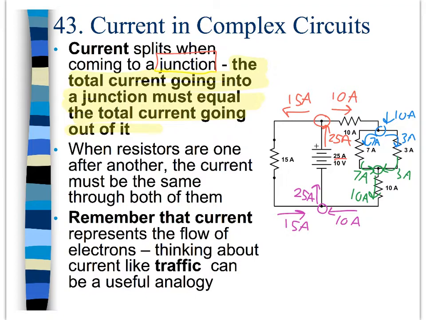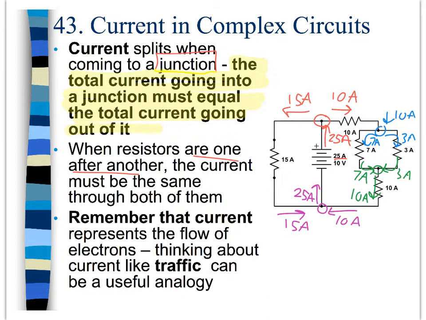What ends up happening is when resistors are one right after another, the current must be the same through both. That's simply because if it goes through one, it has to continue through the other unless there's a junction for it to split. Otherwise that current is just going to continue, because current really is just like the flow of electrons. Electrons aren't going to disappear unless they hit a junction like this where they split and have two different options, two different pathways to go through.